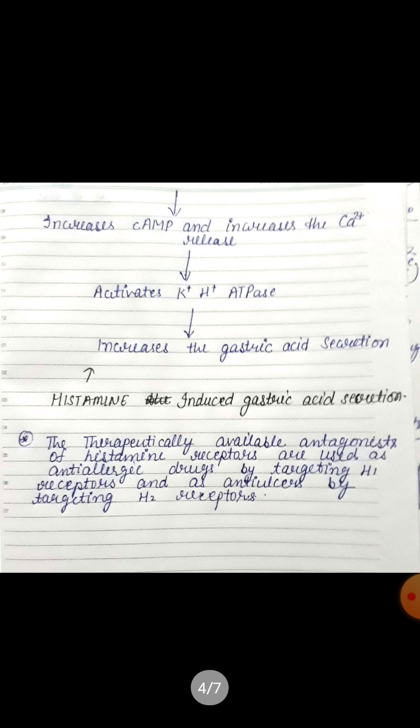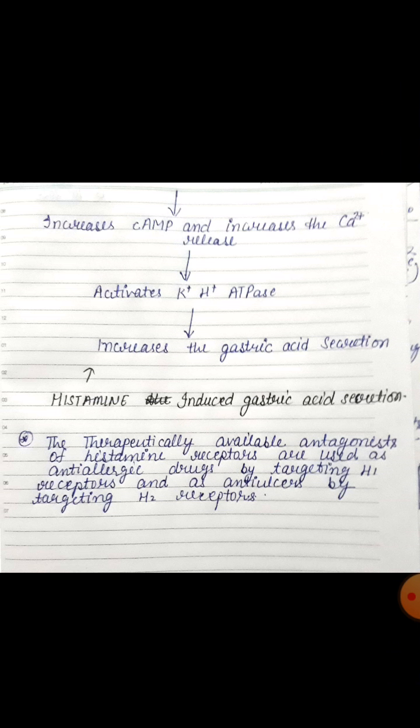After that, cAMP increases and calcium release increases, and then they activate the potassium and hydrogen ATPase. After the activation of the potassium and hydrogen ATPase, gastric acid secretion increases. This is the histamine-induced gastric acid secretion. Therapeutically, antagonists of the histamine receptors are available, used as anti-allergic drugs by targeting the H1 receptor and as anti-ulcer drugs by targeting the H2 receptor.